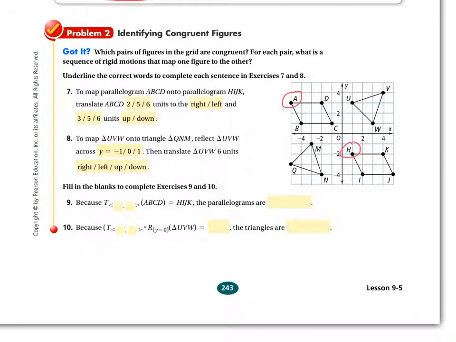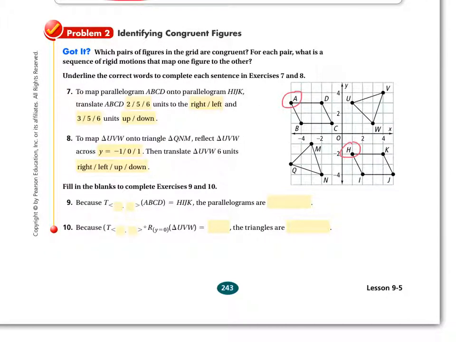What happened to get us from A to H? So could I move 1, 2, 3, 4, 5, 6 to the right and 1, 2, 3, 4, 5 down? Yes. Does that work for every one of those? D corresponds to K, right? So D is also 1, 2, 3, 4, 5, 6, and down 1, 2, 3, 4, 5. So if you did that for all of them, it seems that that's reasonable. And then I would definitely check for all 4 vertices. And so fill in what they have here to the right.